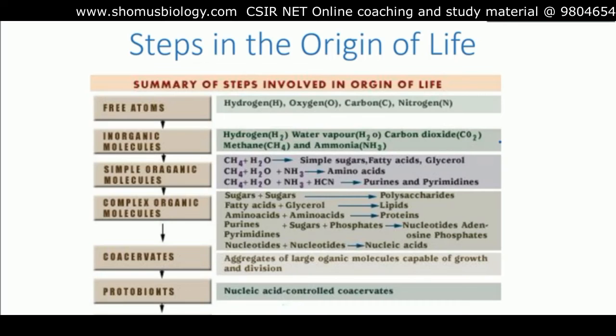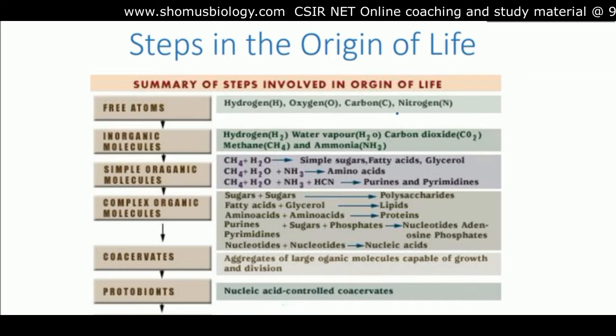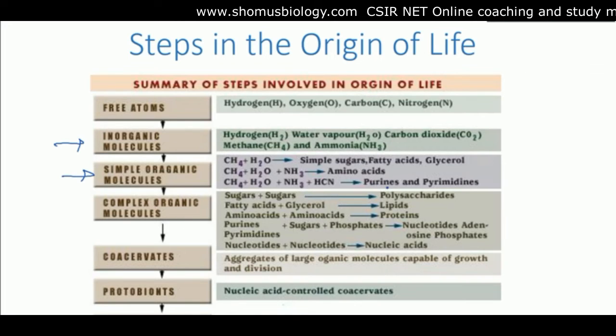Now, whatever we discussed till now, we can summarize in a nutshell. It begins from free atoms like hydrogen, oxygen, carbon, nitrogen, and from the atoms inorganic molecules are prepared. From those inorganic molecules, simple organic molecules are prepared, like methane. From methane, water, ammonia, we prepare simple sugars, amino acids, purines, pyrimidines. Then complex organic molecules like polysaccharides, lipids, proteins, nucleotides. Then coacervates, which are aggregates of all those molecules without a cell membrane.